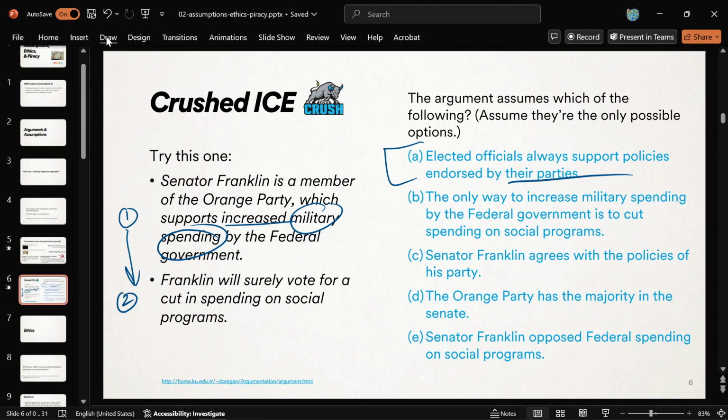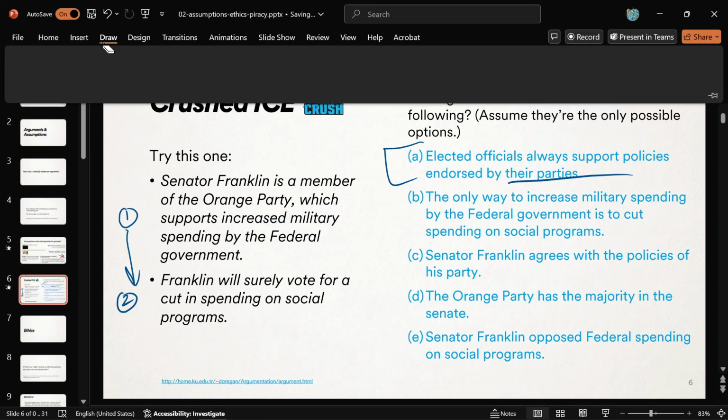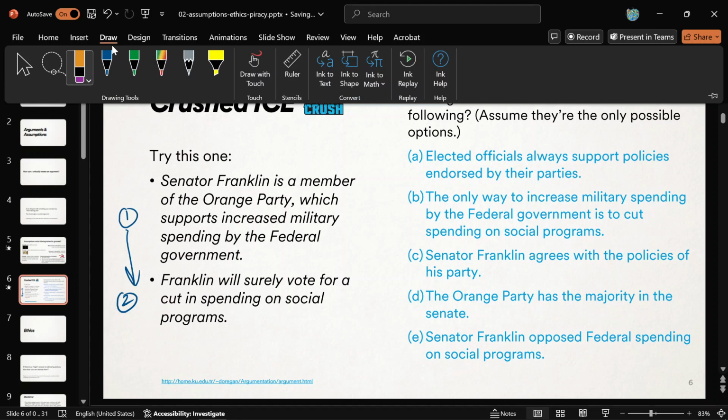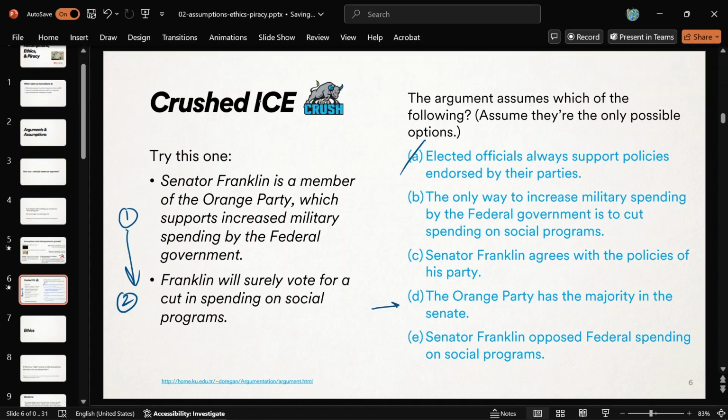That's what his party endorses. It says nothing about social programs. There's supposed to be a link here, right? So that one won't work. For a similar reason, I think none of us chose D either. Can anybody tell me why D was crossed off your list? Why did that one not make sense?